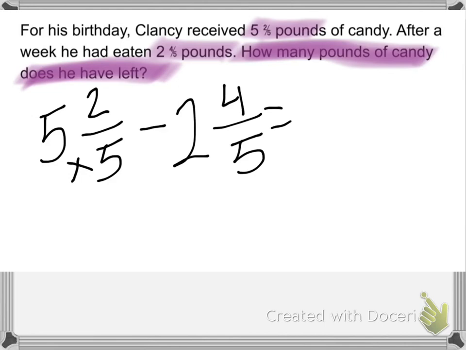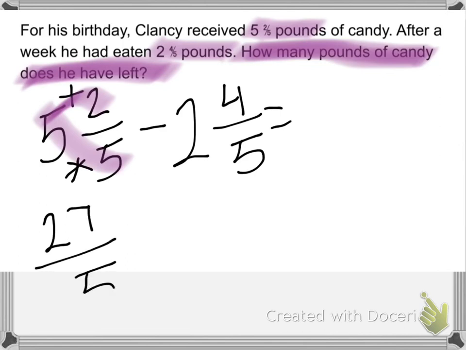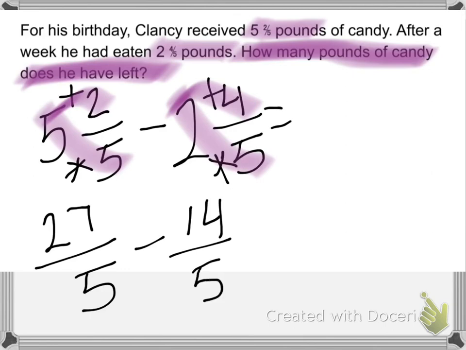So 5 times 5 equals 25, plus 2 equals 27/5. Minus, again, 2 times 5 is 10, plus 4 equals 14/5. Alright, now I can subtract. 27 minus 14 equals 13/5.